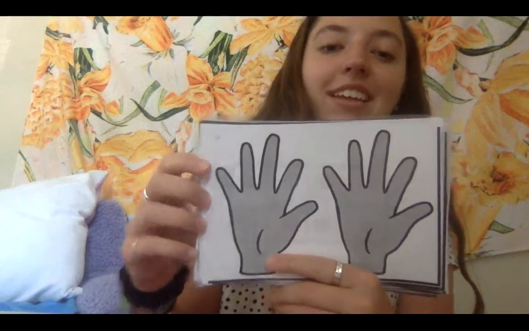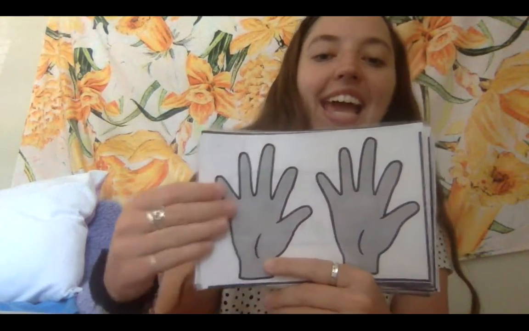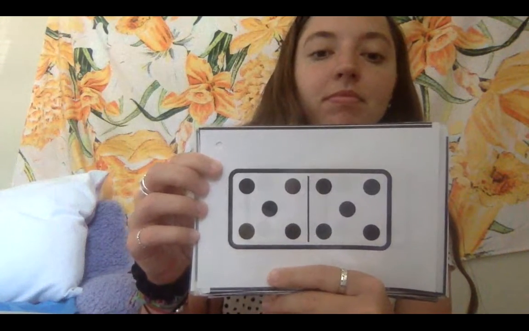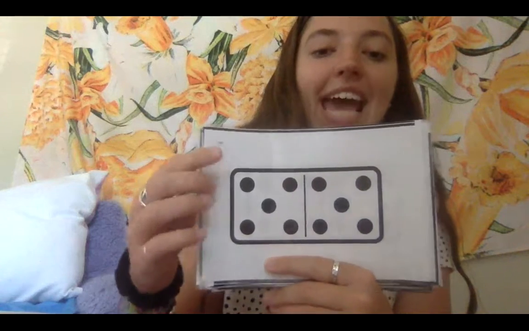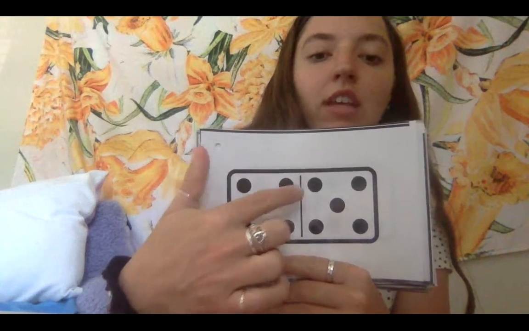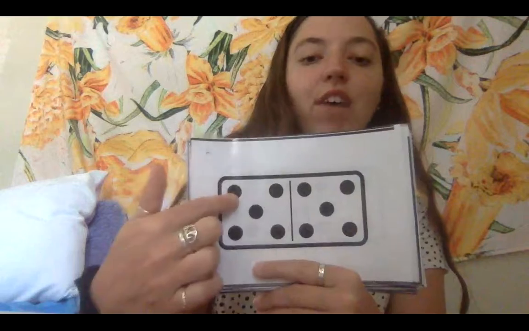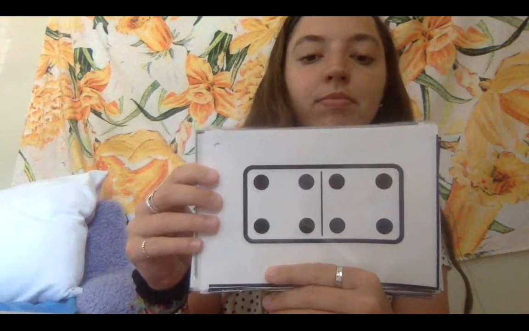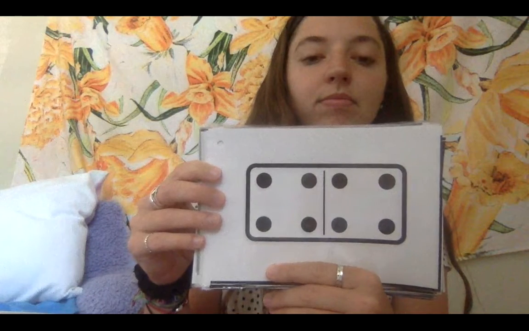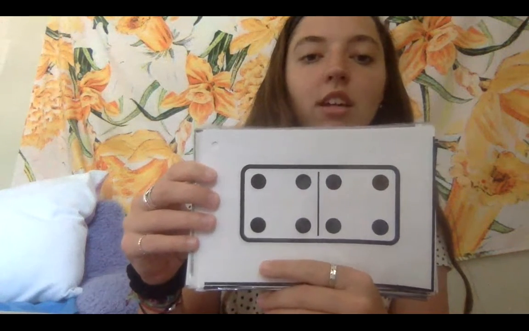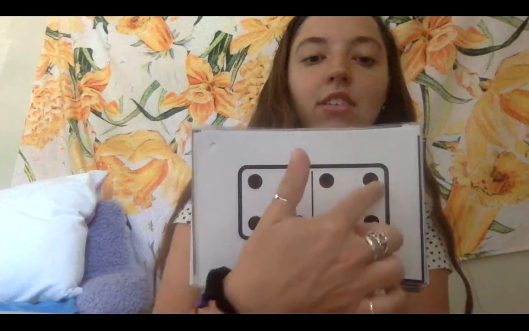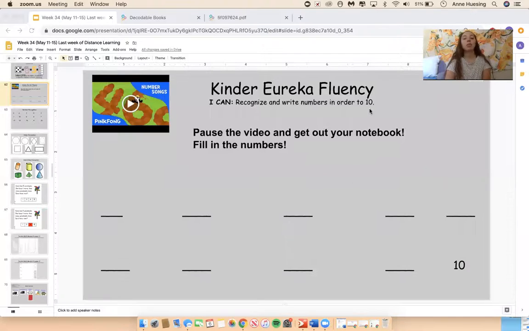How many do you see? 5 and 5 makes 10. Very, very good. How many do you see here? 10. 1, 2, 3, 4, 5, 6, 7, 8, 9, 10. 5 and 5 is 10. Last one. How many do you see? 8. 1, 2, 3, 4, 5, 6, 7, 8. Very, very good, class. Let's go ahead and go to our number writing.